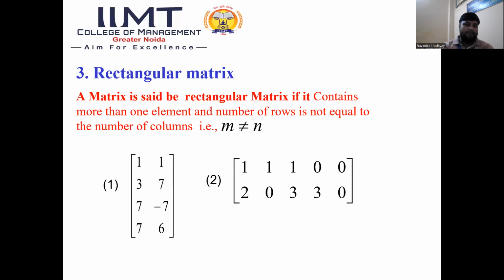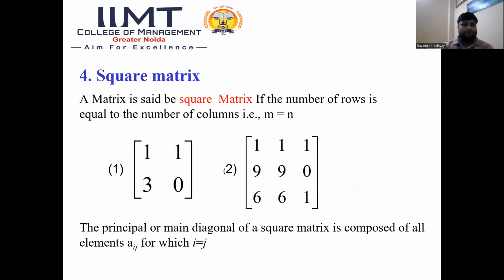For example, example one has four rows and two columns. That means we can say that the rows and columns are not equal. So this is the rectangular matrix. Second example, it has two rows and five columns. That means we can say that rows and columns are not equal. So these are called rectangular matrix.